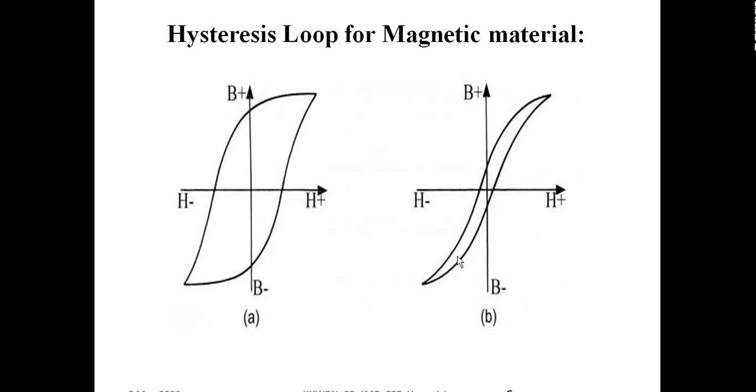And here we have a large value of permeability, the slope of this graph. If you draw a line from its center to the extreme point, then it will have a higher value of slope, thereby we can get a higher value of relative permeability, which is desirable in making the core of electrical machines.